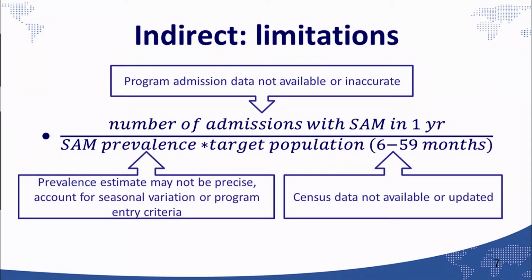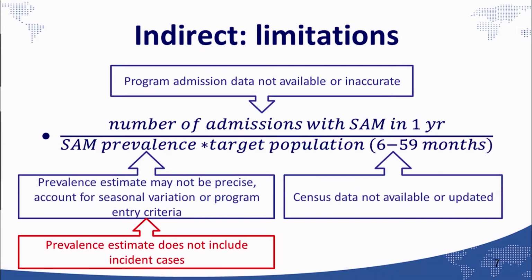Using prevalence data from nutrition surveys is also complicated. Survey prevalence can be imprecise depending on the sample size of the survey. Prevalence also may vary with season and may have been estimated using anthropometric criteria that don't match the entry criteria for the program. On top of all of this, using survey prevalence introduces the added limitation that it includes only those children with SAM at a given point in time. It's a cross-sectional estimate, or a snapshot, and does not include those children that will develop SAM over the 1-year period and which should be accounted for in this estimate.